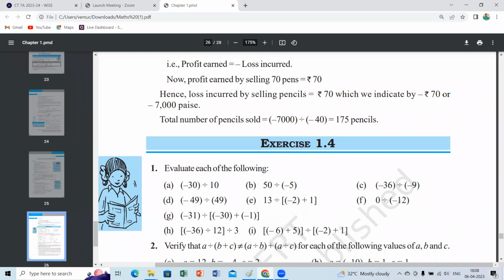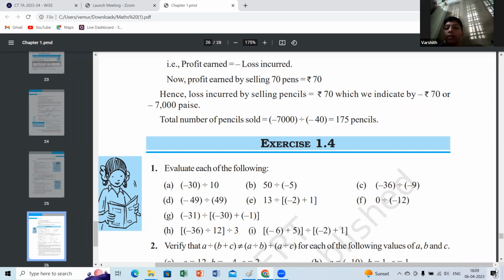Now, the H bit is reverse, children. They gave the numerator part and first you should simplify. First you should simplify the brackets, then do the further division. What is negative 36 by 12? Ma'am, should I answer or anyone? No, the bracket should be solved first. Ma'am, is it my chance or his chance? Okay, you can answer, Varshit, then we'll go with Anubhav for the last bit. Ma'am, negative 36 divided by 12 is minus 3. Minus 3 divided by 3 is minus 1, ma'am. Very good, Nana. That's all.